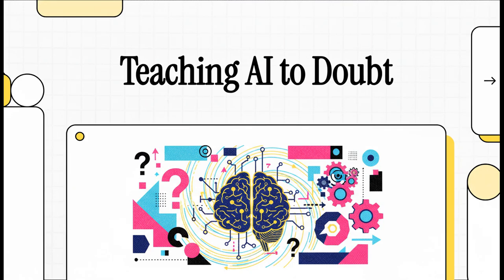Today, we are diving into a paper that doesn't just tweak AI, it proposes a total reinvention. We're not talking about making models bigger or faster. We're talking about teaching them something, well, something deeply human, the ability to doubt.